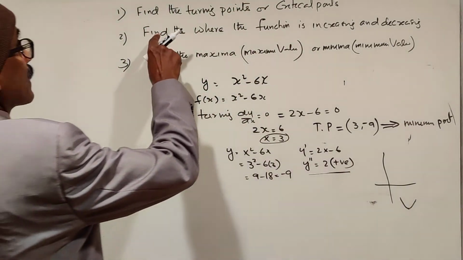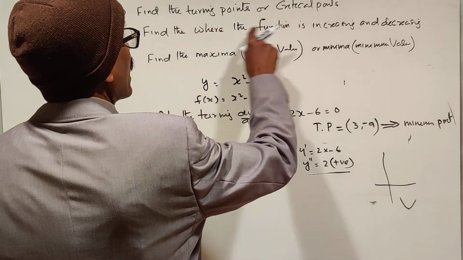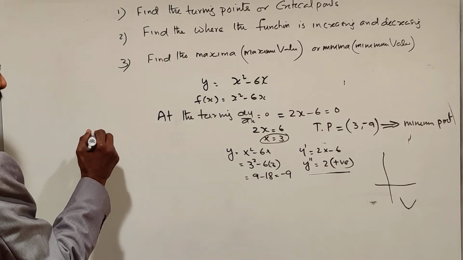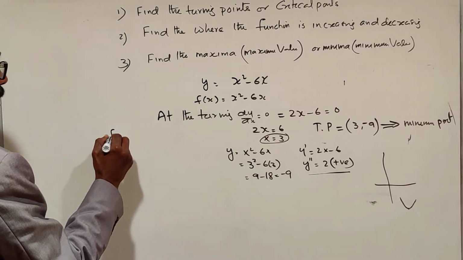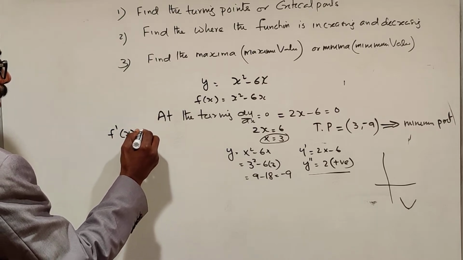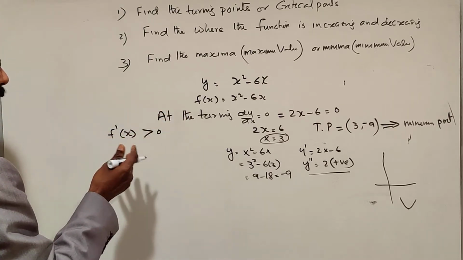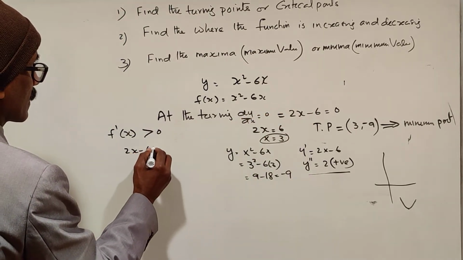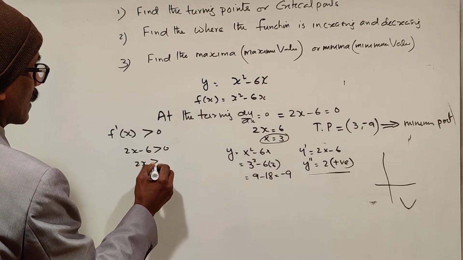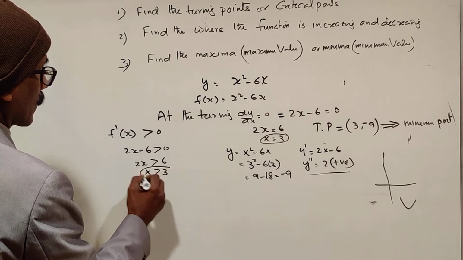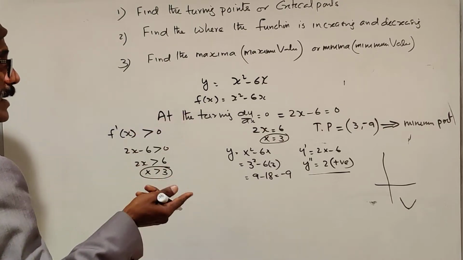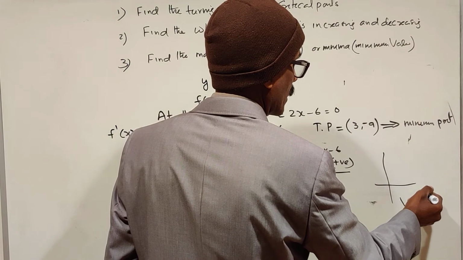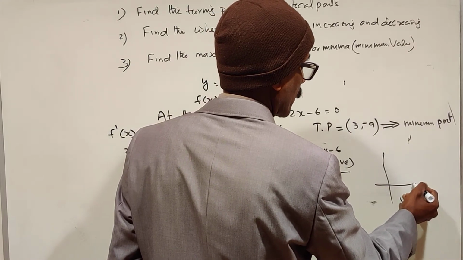Okay, then the second one, find where the function is increasing. So what is the condition for an increasing function? For an increasing function, f dash x should be greater than 0, or positive. What is f dash x? 2x minus 6 is greater than 0. That is 2x is greater than 6, x is greater than 3. Okay, x is greater than 3 for an increasing function. This portion is increasing.